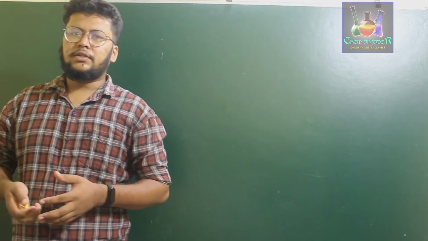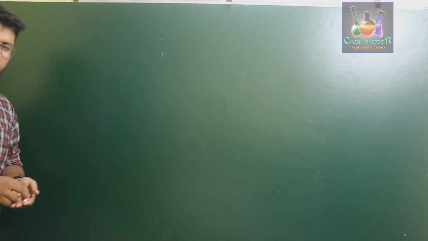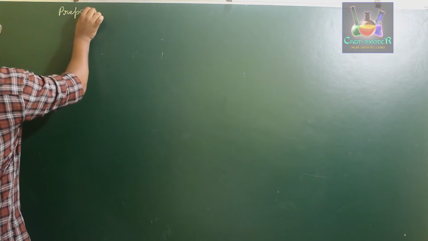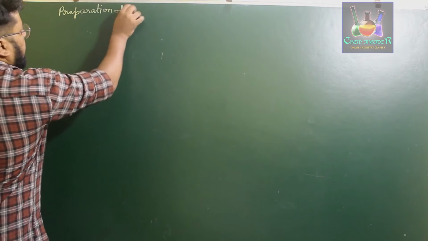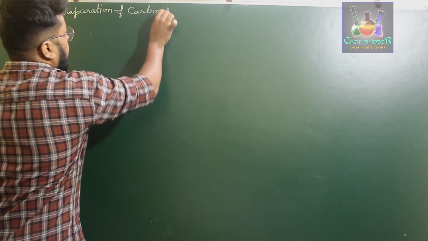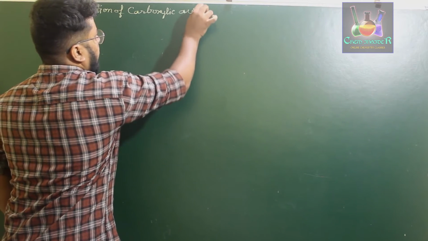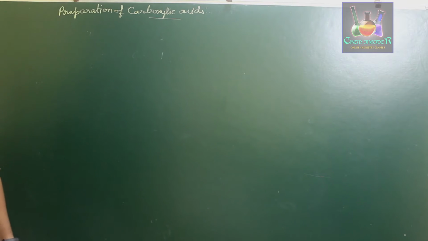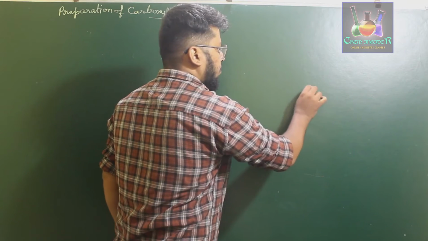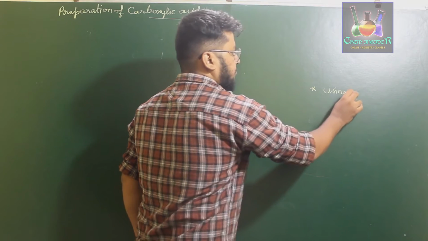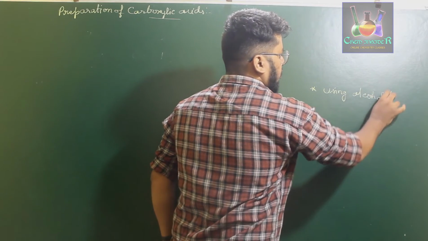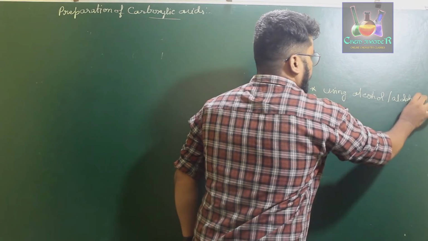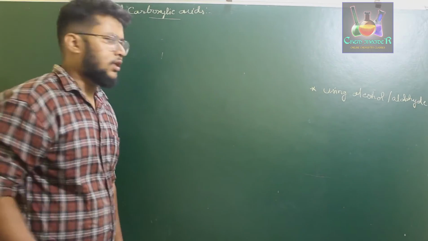Carboxylic acids are a kind of compound whose preparation has various types of methods, and in that we are going to discuss 6 methods of preparation of carboxylic acids. Now, preparation of carboxylic acids, of which we will be discussing the 6 topics. First one is using alcohol or aldehyde. When you oxidize alcohol or aldehyde, we will get the carboxylic acid.